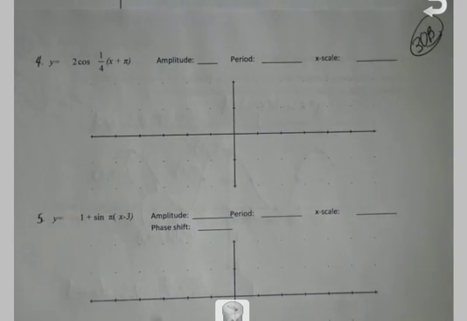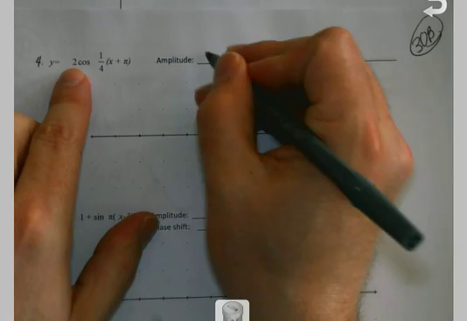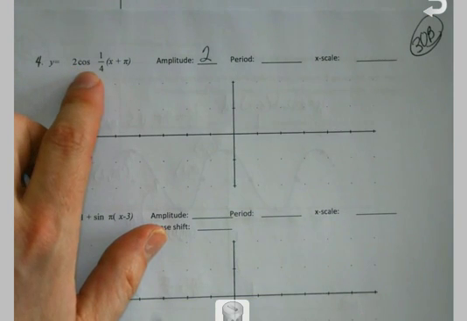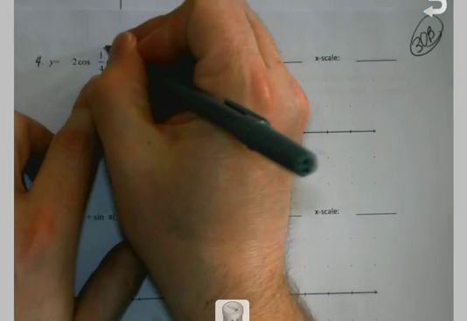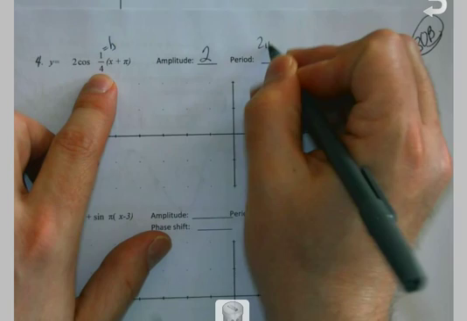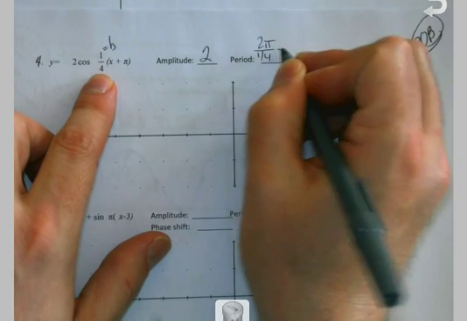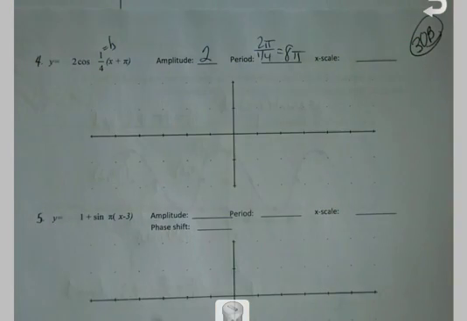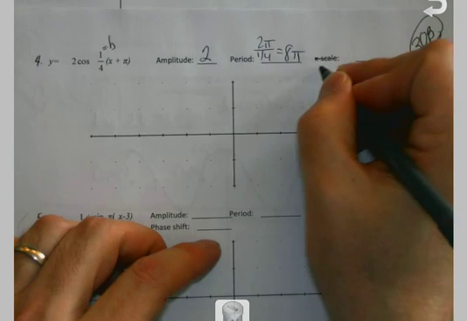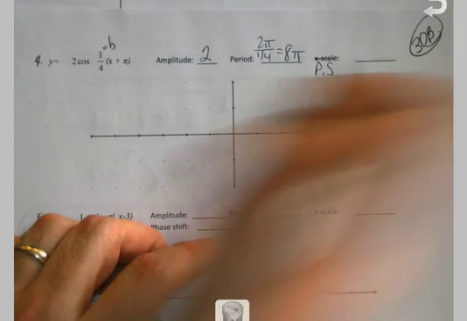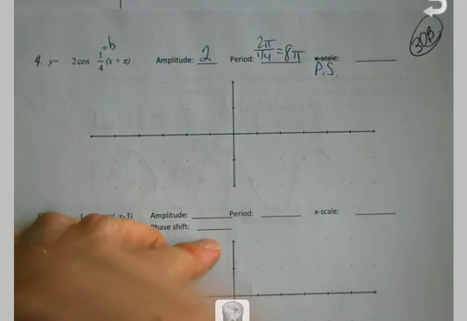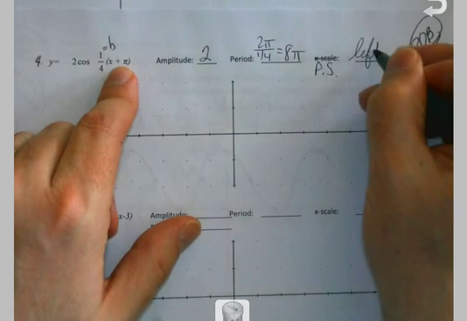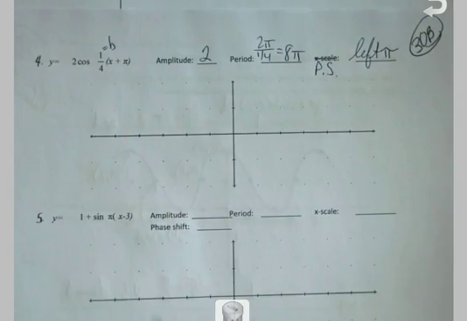Ooh, this time we got lots of stuff to play with. Okay, I have an amplitude value this time, so we get that set. Okay, my 1/4 is my b. So 2 pi divided by 1/4 is 8 pi. So this is going to be kind of long. And then x scale, I kind of messed up my values here again. Phase shift. And it goes the opposite of what you would think. So we're going to go left pi.